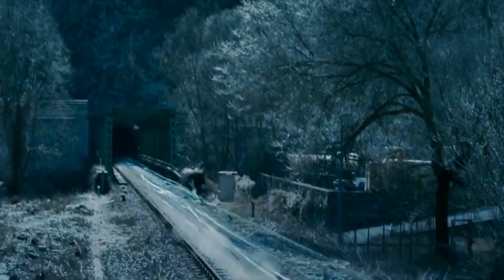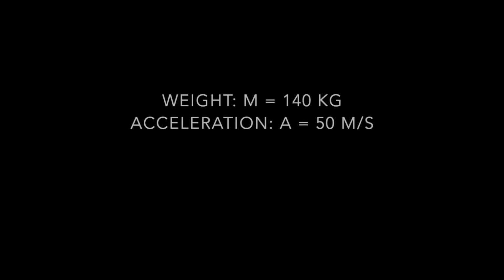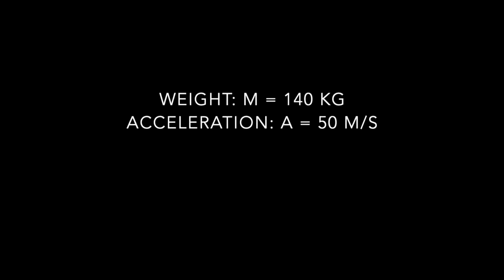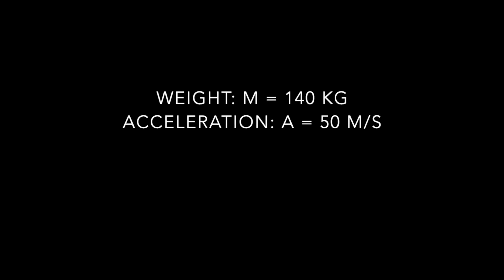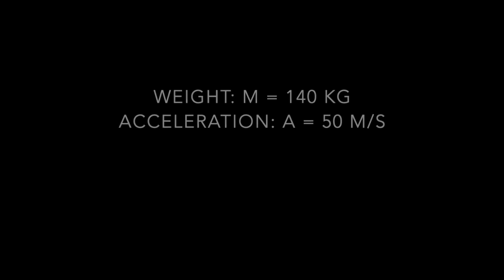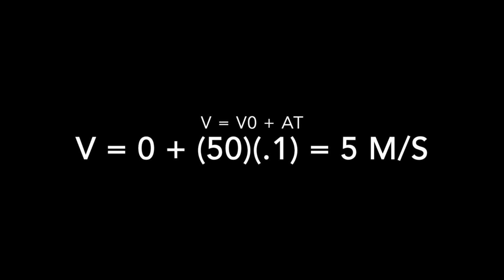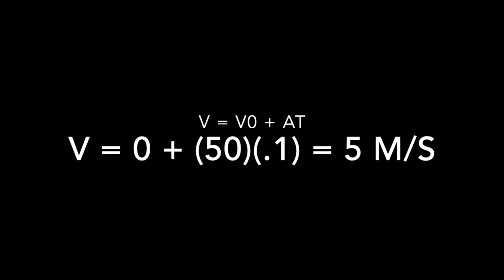In this movie, we can see a person running around faster than any normal human could imagine. This character is Quicksilver. We can take his estimated weight, which is 140 kilograms, and his estimated acceleration that we found online, which is about 50 meters per second squared. Using these values, we can find that he runs about 5 meters in only 0.1 seconds.